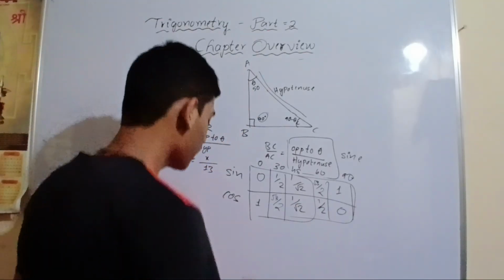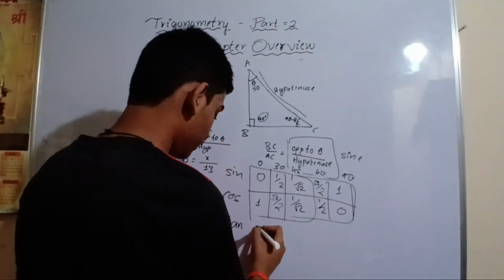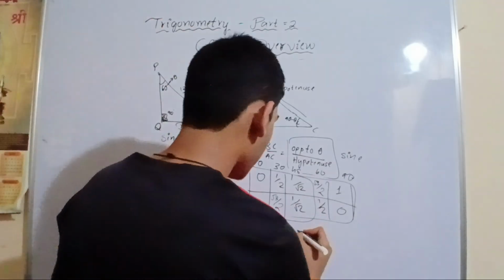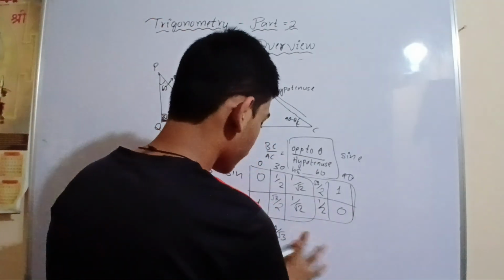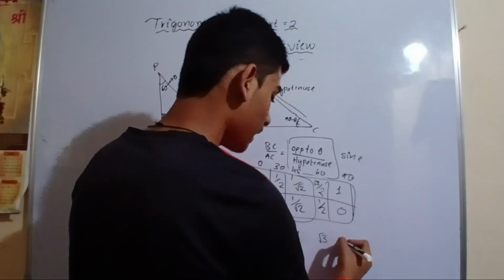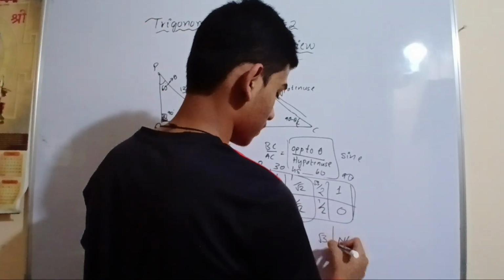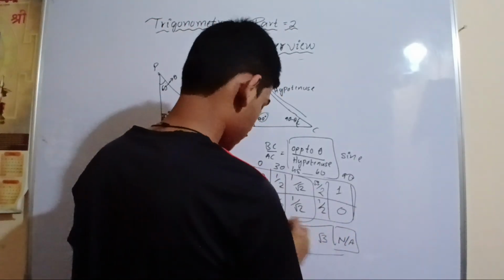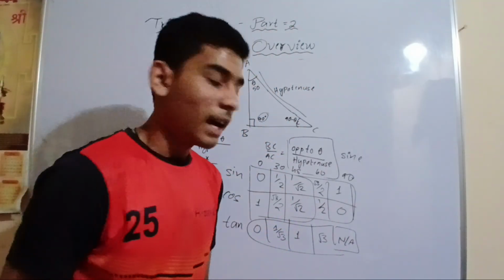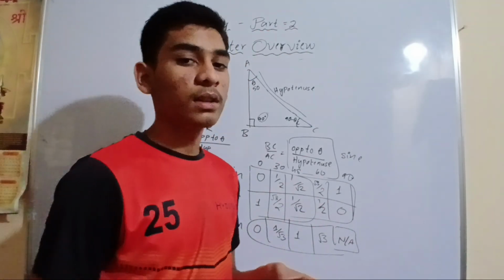I'll write even the values of tan. Tan 0 is 0. Tan 30 is 1 by root 3. Tan 45 is 1. Tan 60 is root 3. And tan 90 is not defined. So you need to remember these three values, and you can reciprocalize them, and you can get the remaining values of cosecant, secant, and cotangent.